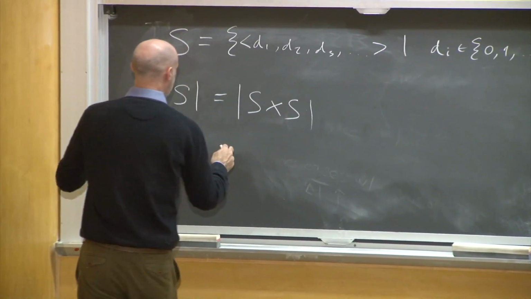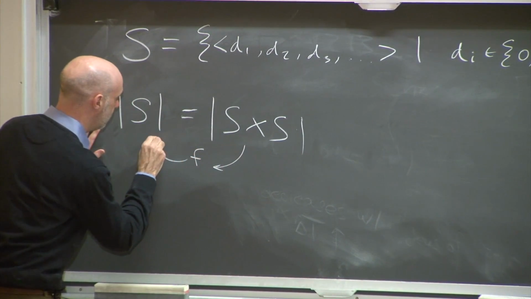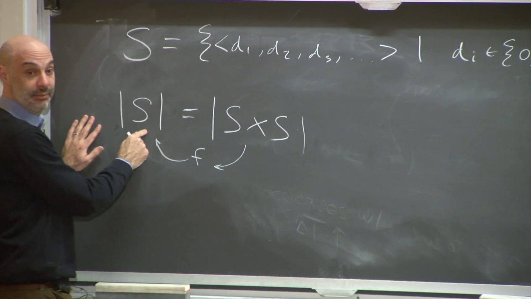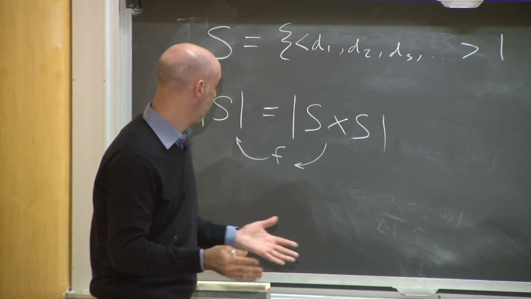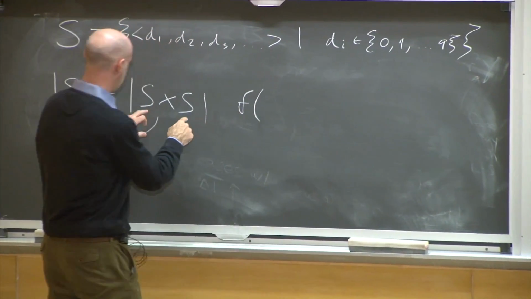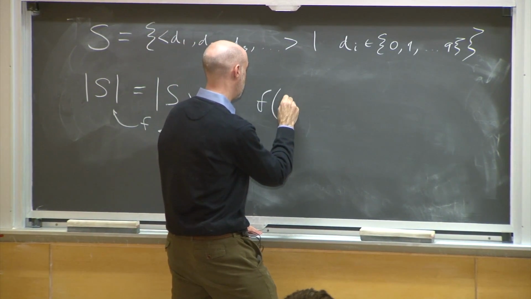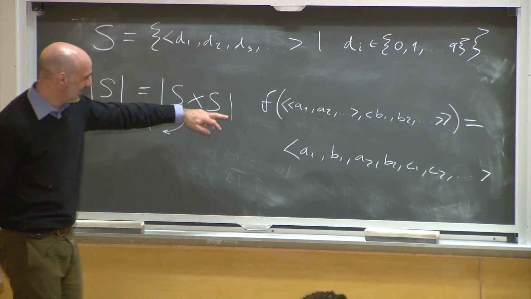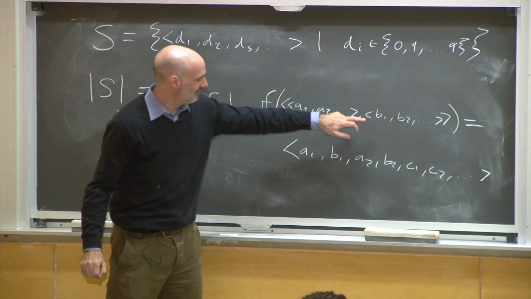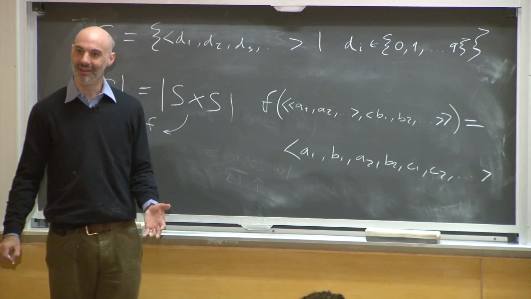So we're going to take a function f that takes us from each element in there to an element in there, and which is 1-1 correspondence. So what f does is we give it a member of S cross S. So in other words, a pair of sequences, two sequences, and it delivers this sequence. We just take the first element of the first one, followed by the first element of the second one, second, third, fourth, and so forth.